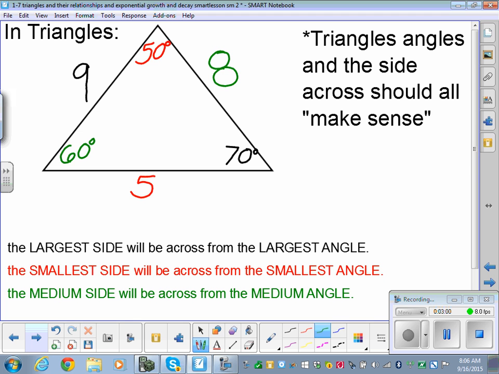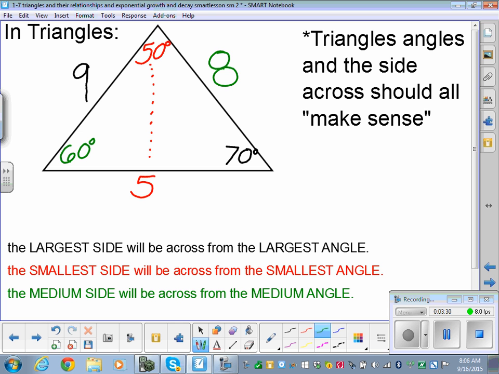Looking at this, let's see if this triangle makes sense. Remember, the smallest angle will be across from the smallest side, the middle angle across from the middle side, and the largest angle across from the largest side. Let's start with our smallest angle. In my triangle, my smallest is 50. Does that make sense? It's across from side 5. Is that my smallest side? Does everybody see how that makes sense? Good. That angle and that side go hand in hand.